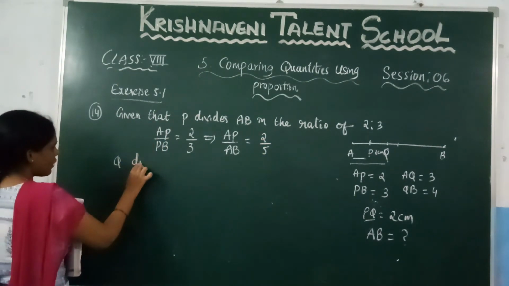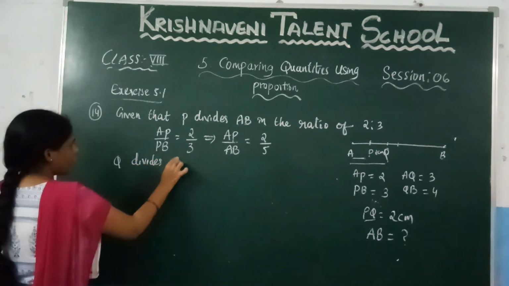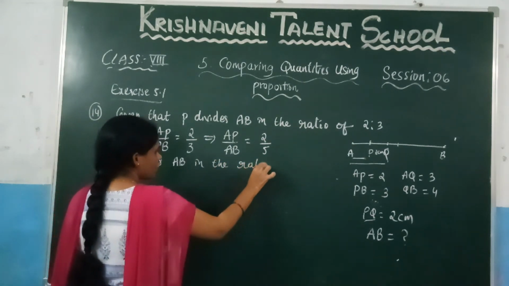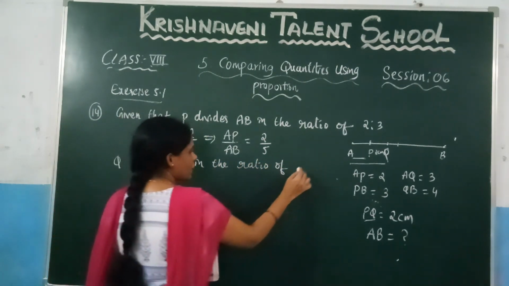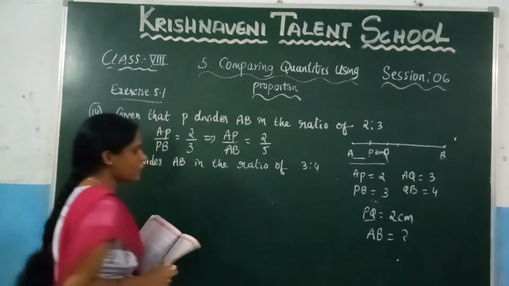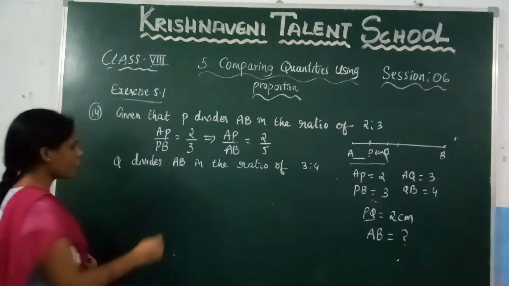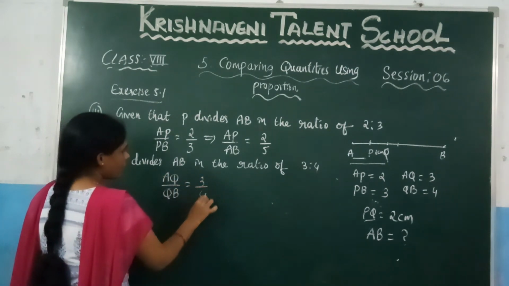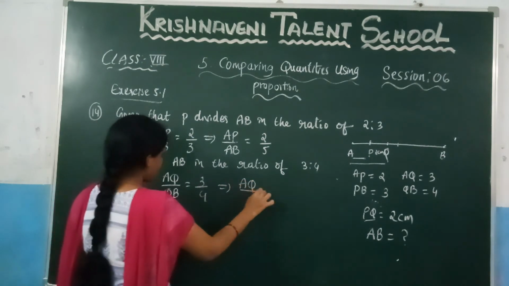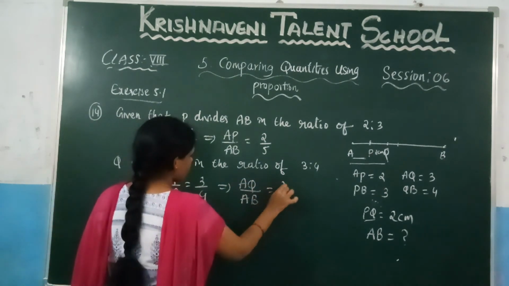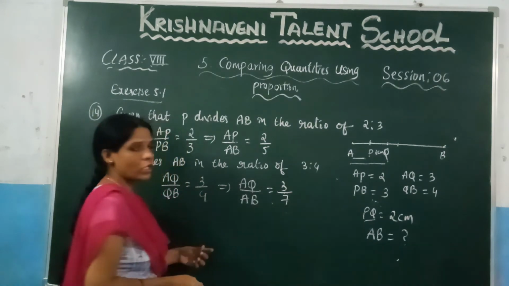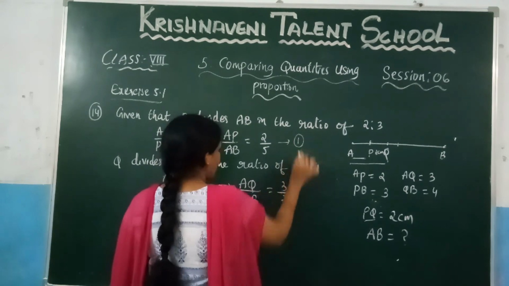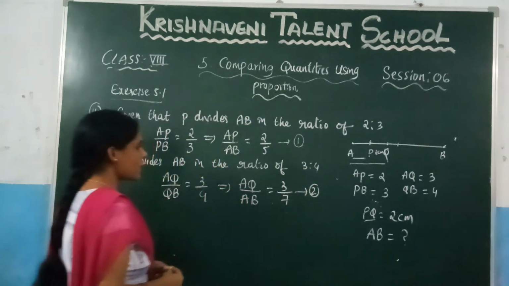And after that what they have given here, Q divides AB in the ratio of 3:4. So that you can write it here AQ by QB is equal to 3 by 4. From that you can write it here AQ by AB is equal to 3 by 7. Now what we need to do, you need to subtract these two values. So write it here 1 and write it here 2. Subtract 1 and 2.